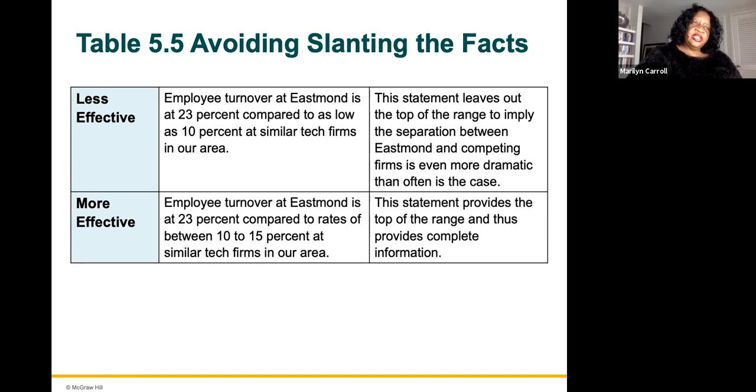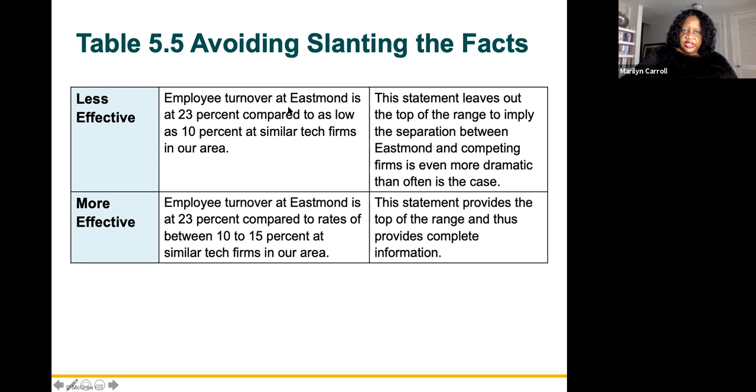Now let's try it again. What about this? Employee turnover at Eastman is at 23% compared to rates between 10 to 15% at similar tech firms in our area. You see the difference here? The comparisons.